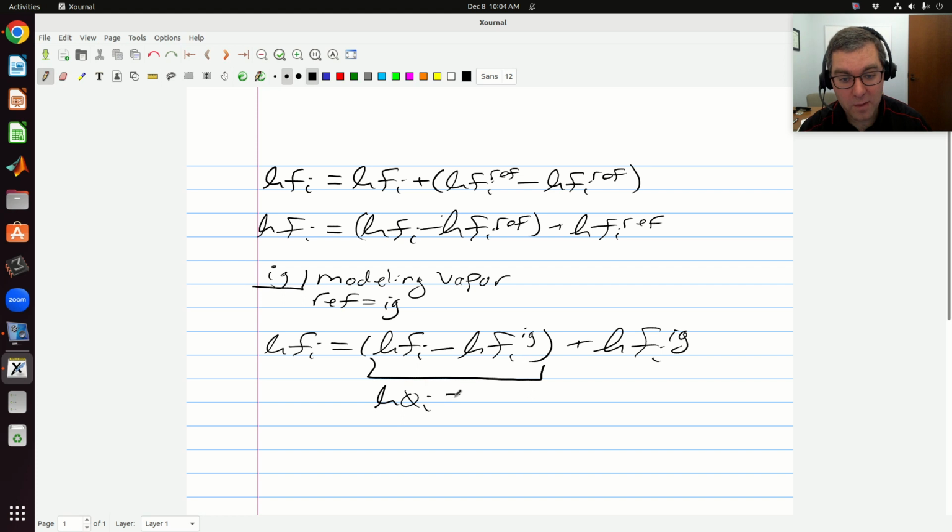Okay, and just for completeness, this would be 1 over RT times the partial molar Gibbs free energy of component i minus the partial molar Gibbs free energy of component i in an ideal gas state at the same conditions.